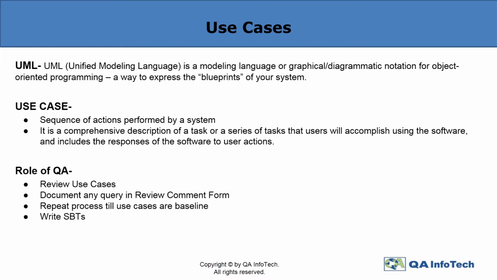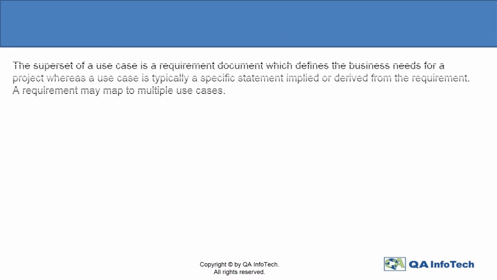Herein, the role of QA becomes to review these use cases, document a query if any, ensure the use cases are baselined and write the scenario-based test cases based on the same therein. With a requirement document in hand, one is able to understand all the needs of a business, whereas a use case is a specific statement derived from the requirement itself, wherein the requirement can map multiple use cases.